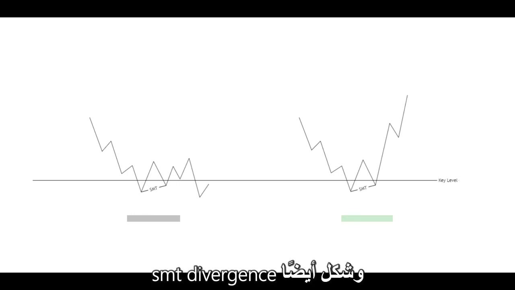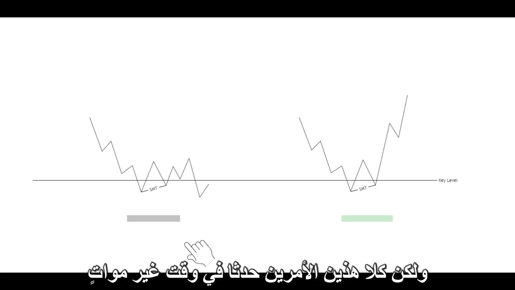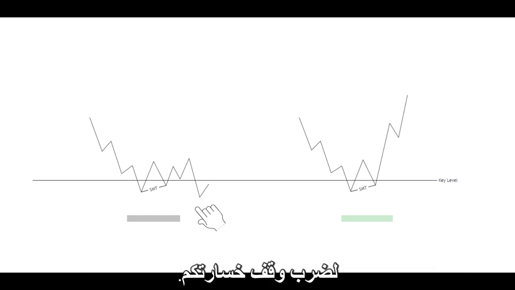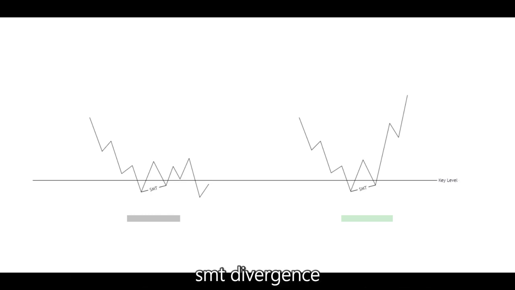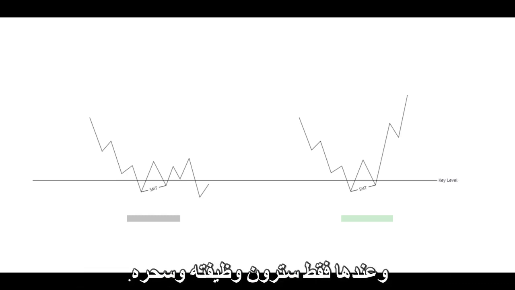On the other hand, you can see that price tested the key level and also formed an SMT divergence there with its correlated asset or pair or whatever. But both of these things happen at an unfavorable time or at a time which wasn't a key time, right? That's why you can see that they did not work out and went lower to stop you out. Now you can see that testing a key level is great and forming an SMT divergence is also a good thing, but both of them have to occur at a key time and only then you will see its function and its charm, right?